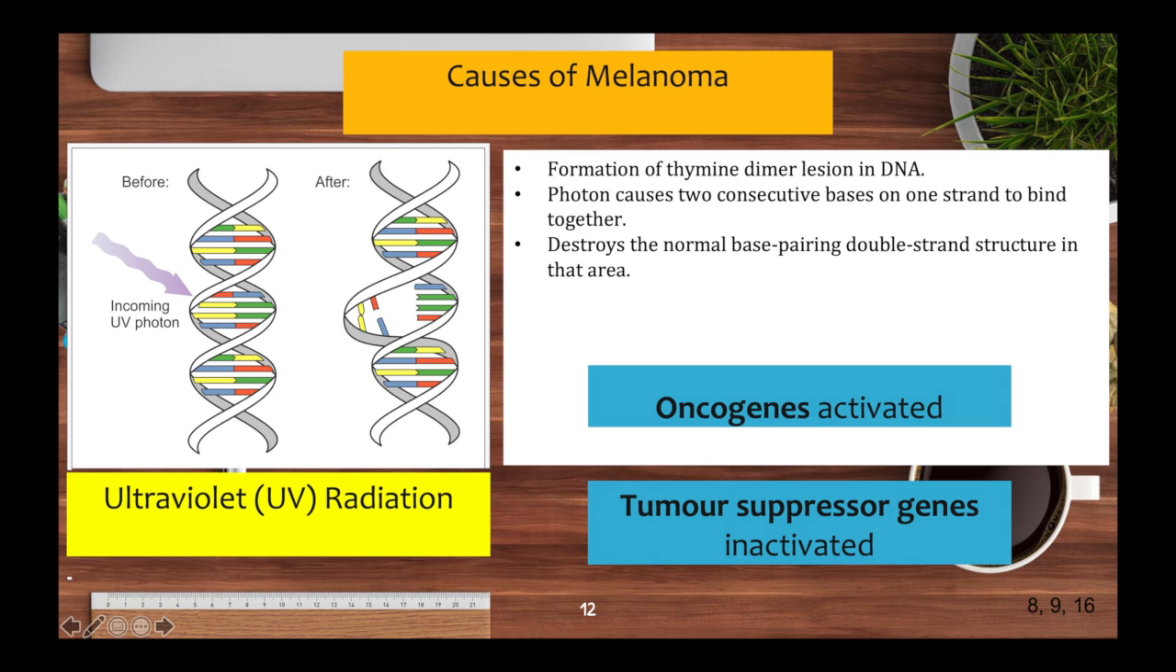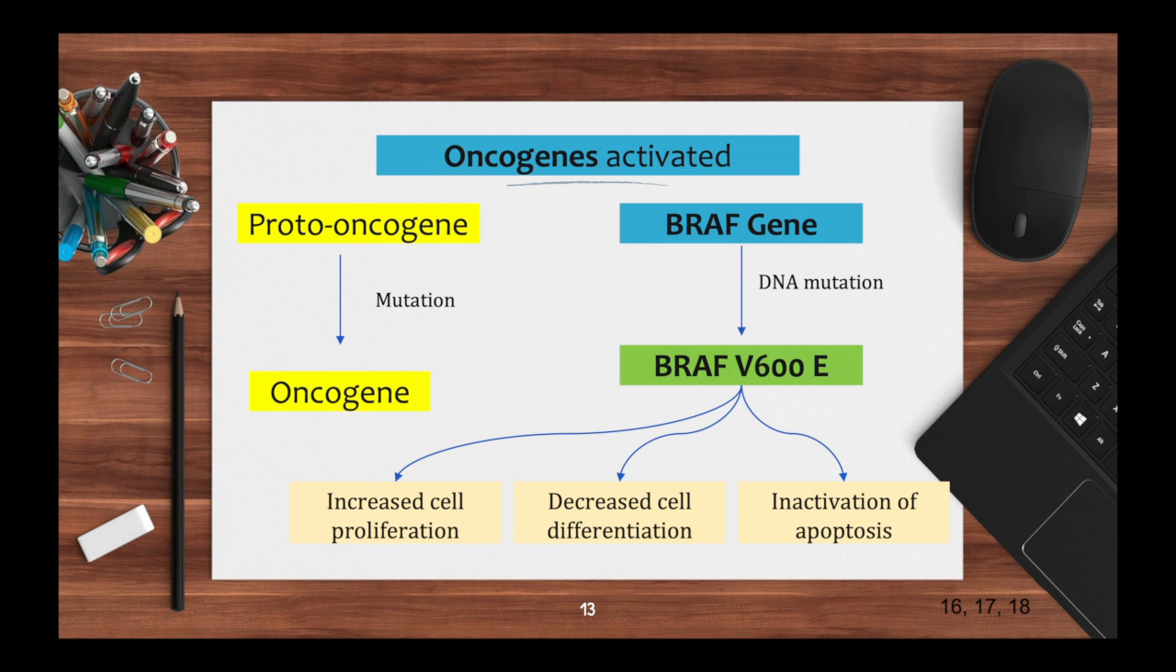Well, the UVB exposure causes a pyrimidine dimer to form from thymine bases in DNA, leading to cross-linking in melanocytes. This leads to oncogenes being activated, tumor suppressor genes being inactivated, and inhibition of DNA repair. The most common oncogene that is activated in melanomas is the BRAF gene becoming mutated. The BRAF gene is part of a stimulatory pathway which regulates cell growth. Once the gene is mutated to BRAF V600E, the melanocyte overproduces regulatory proteins from continual activation of the stimulatory pathway, leading to increased cell proliferation, decreased cell survival, and inactivation of apoptosis.